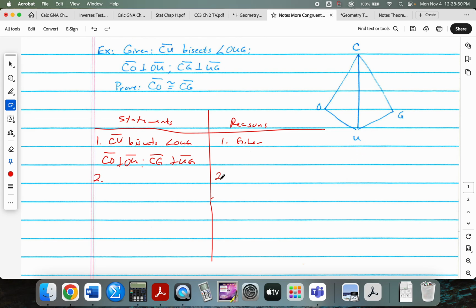So here we have an angle bisector. Be sure you're bisecting the correct angle. It's bisecting angle OUG, so the vertex is at U. So it's the two angles down here that are congruent to one another, not the two at the top. Occasionally students read that too fast and they don't pay attention and it messes everything up. So angle OUC is congruent to angle GUC by the definition of angle bisector.